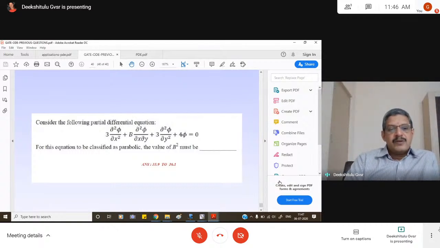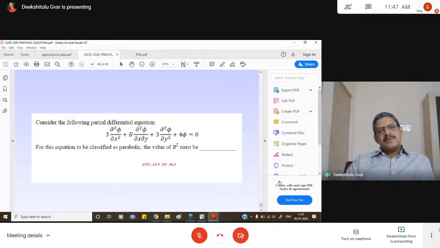Consider the following boundary value problem. The partial differential equation is 3 dou square phi by dou x square plus b dou square phi by dou x dou y plus 3 dou square phi by dou y square plus 4 phi is equal to 0. For this equation to be classified, the value of b square must be.